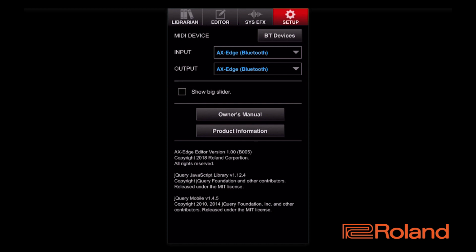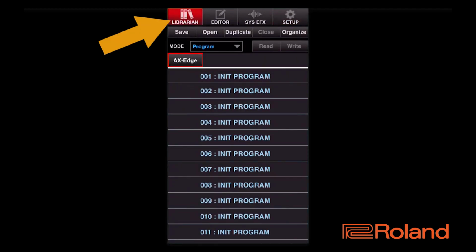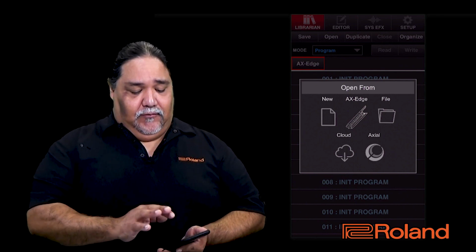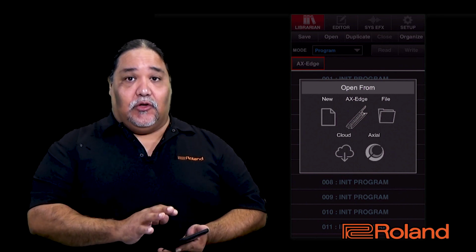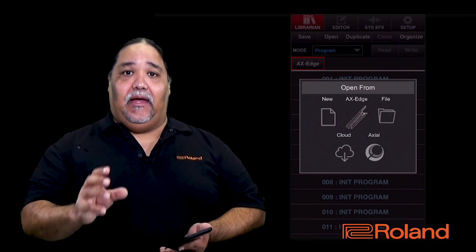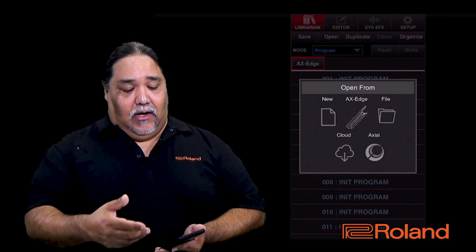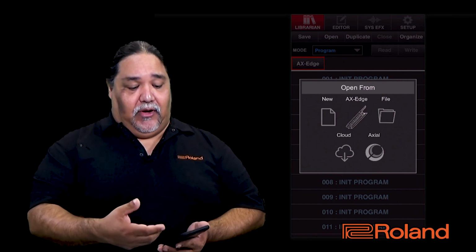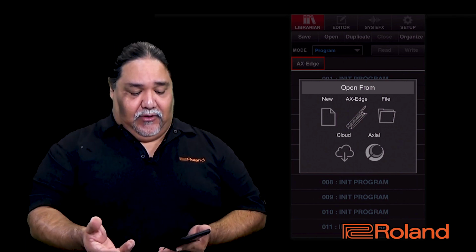Great. So now I'm going to go into the Librarian right here, and I'm going to say, you know what, open. So you see I can open a new file, and that would allow me to create a brand new Librarian file, so I can go ahead and copy and paste different programs in any order I want, or save all my custom programs to that Librarian so I always have it with me.